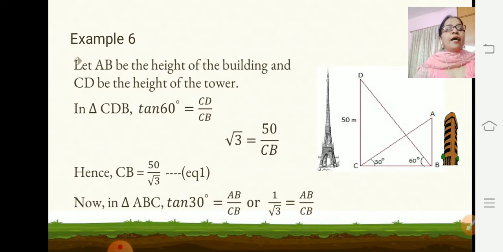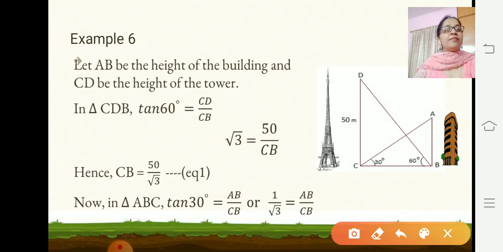So let the height of the building be AB and CD be the height of the tower. So you need tan 60 to find out CD by CB. CD is already given 50 meter. You will get CB from here. So tan 60 is equal to opposite by adjacent, 50 meter by CB. So your CB is equal to 50 by root 3.